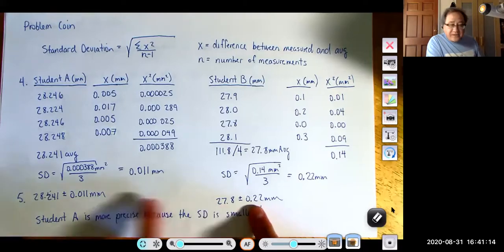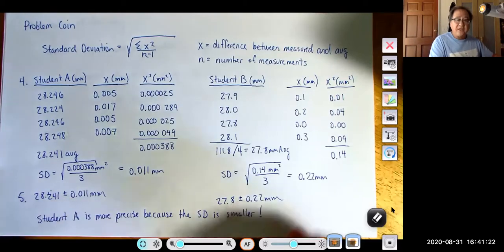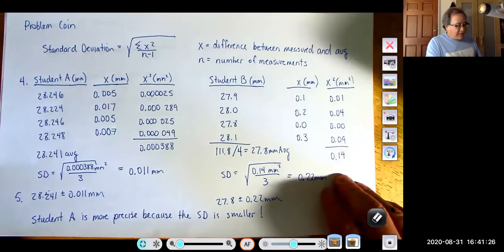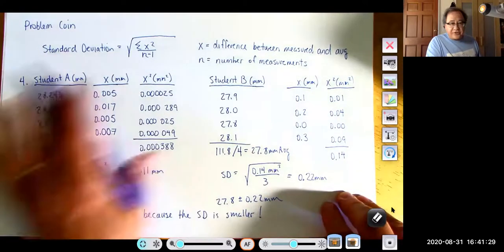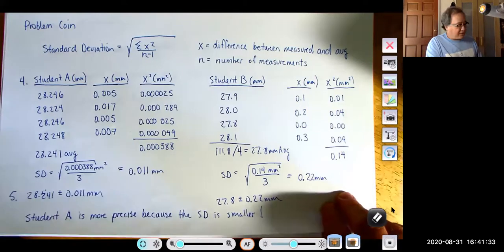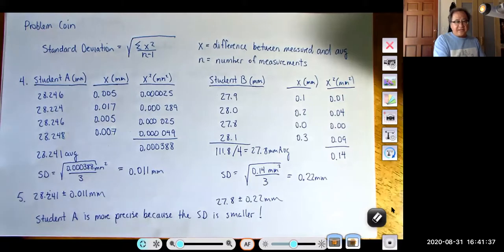So because 0.011 is smaller than 0.22, student A is more precise, and this value to the left is more precise. The smaller the plus or minus, the standard deviation, the more precise it is. Now, you don't need to do this on a test. You could just use the standard deviation or the statistics key on your calculator, where you make a list, you put it in there, and then you do stats on it.